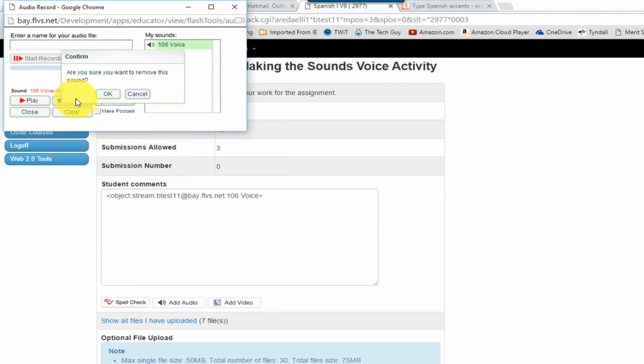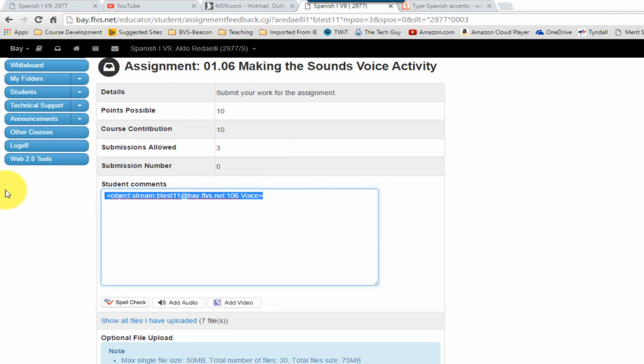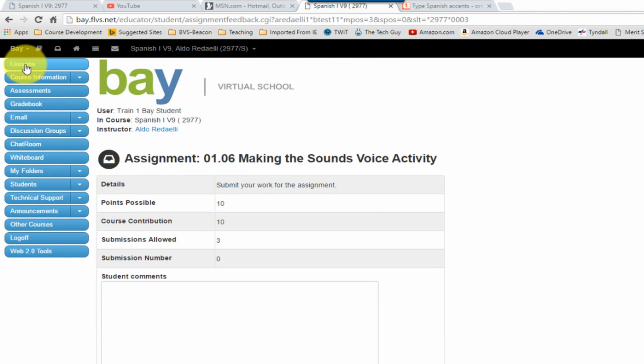Okay, so we're going to discard this because we don't need it. But that's how you would. Don't discard it though if you're submitting the assignment, because that's where it's going to look for the file. So you need to have it.